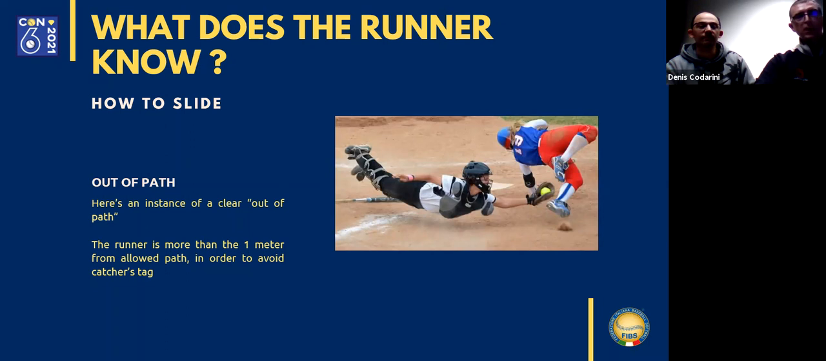Here, we see the runner going around to touch home, which becomes much more difficult to do while remaining in the 1 meter base path. We also have a video to show an example of this.